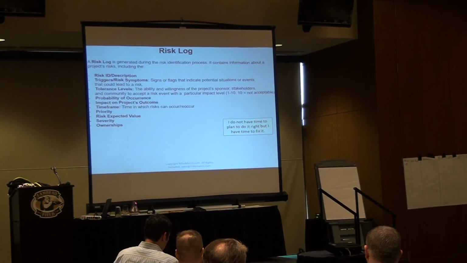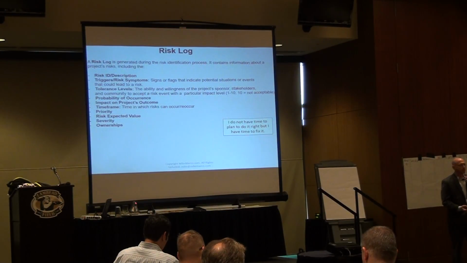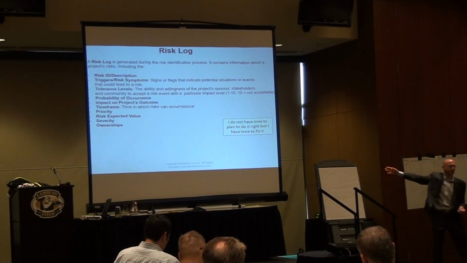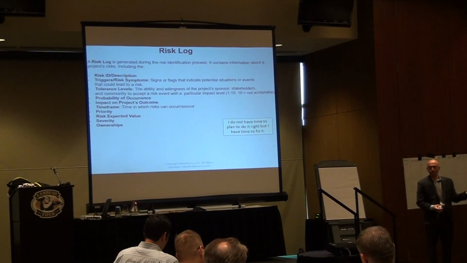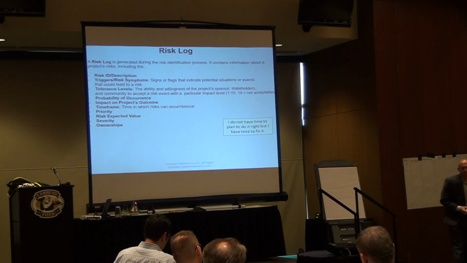All right. So eventually we got to the point to build a risk log. A risk log is a team effort, and it's supposed to include the risks identified by your team, prioritized by your stakeholders, etc. So we usually say, I don't have time to plan, to do it right, but I have time to fix it. So be proactive, prevent, eliminate risks.